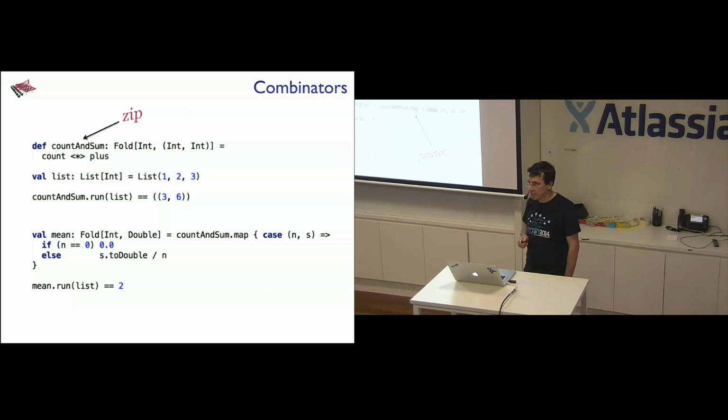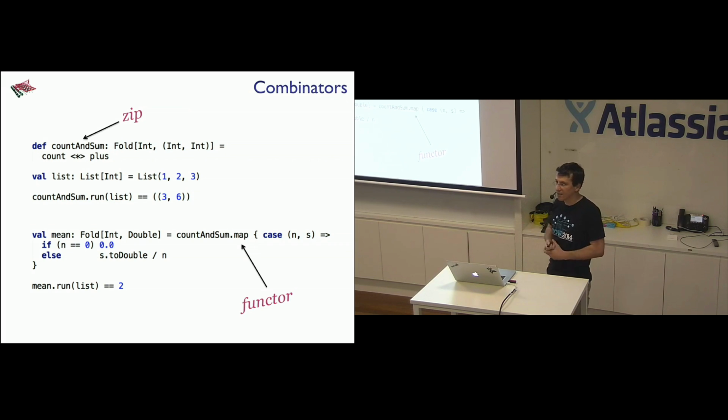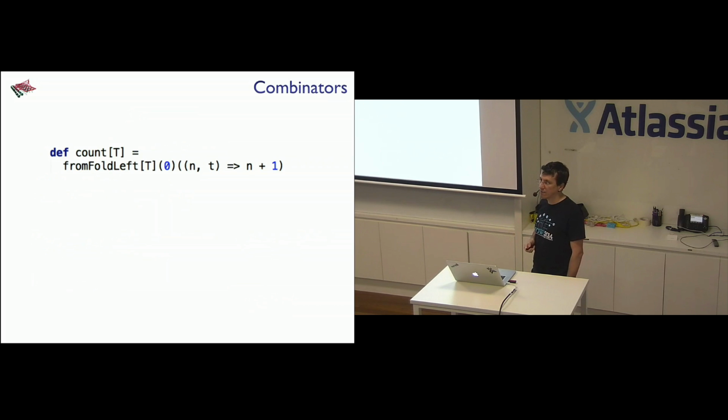So a bit of category theory moment. Oh, that's a functor. That means that this fold is a functor. It has a map operation. Okay, so how do you create folds?